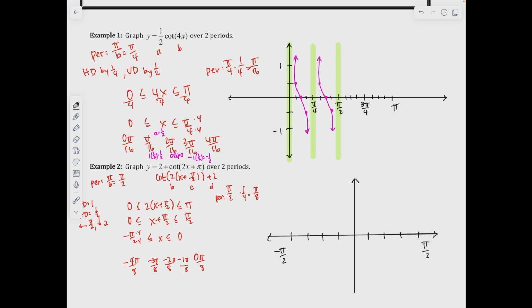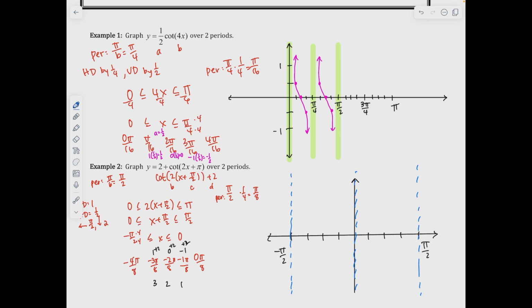The a value is 1, so what was once at 1, 0, and negative 1 doesn't change, because the a value is 1. But because the d value is 2, I'm going to add 2 to all of these. So this puts me at 3, 2, and 1. So now that I'm going to graph, negative pi over 2 is my vertical asymptote. At 0, I have a vertical asymptote. And at pi over 2, I have a vertical asymptote.